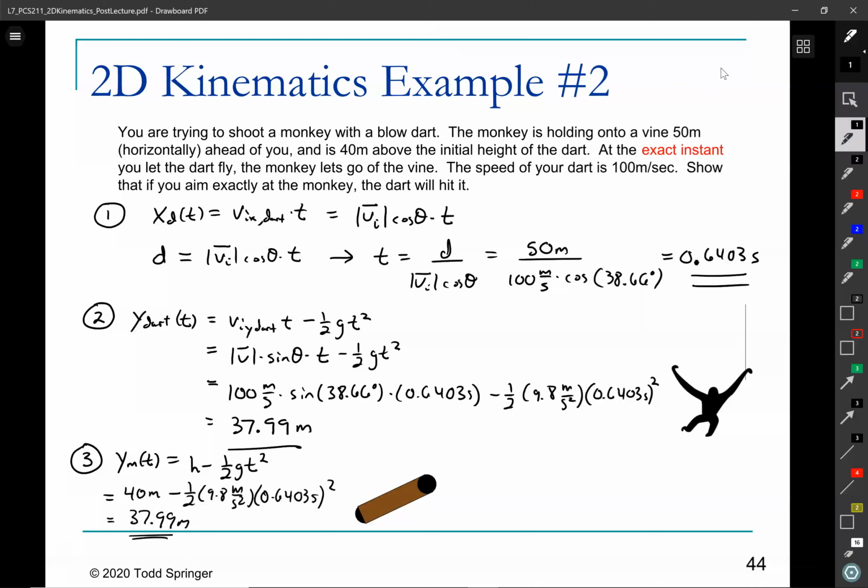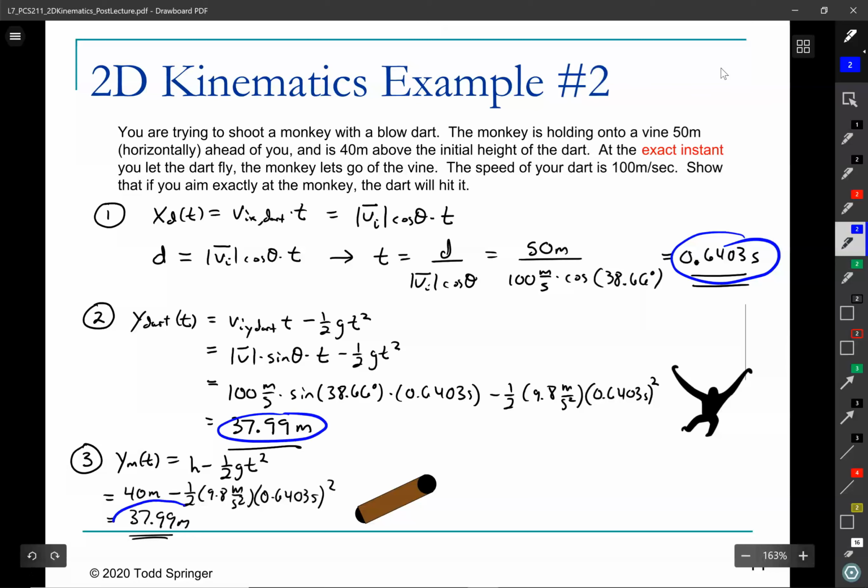So after this time, the dart has traveled 50 meters in the x direction and has a height of 37.99 meters. The monkey has dropped to a height of 37.99 meters. And so the dart and the monkey are at the same place, and the dart hits the monkey.